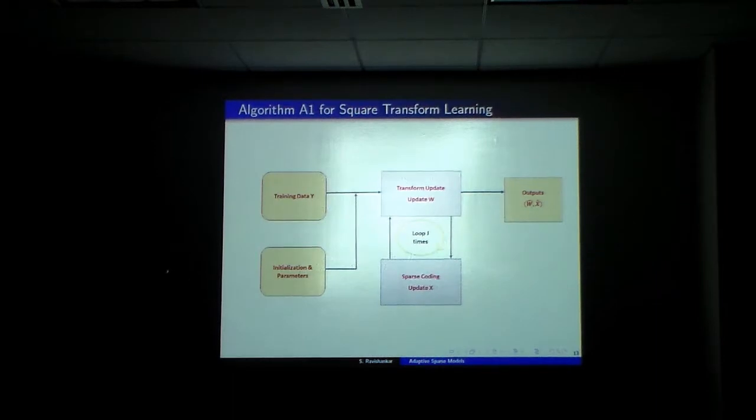Okay. So we have this simple alternating minimization algorithm for learning a square transform, where given some training data, an initialization for the transform and sparse code, and the parameters for the problem, you alternate between a transform update step and a sparse coding step until convergence, and you get an output which is the learned transform for the data.